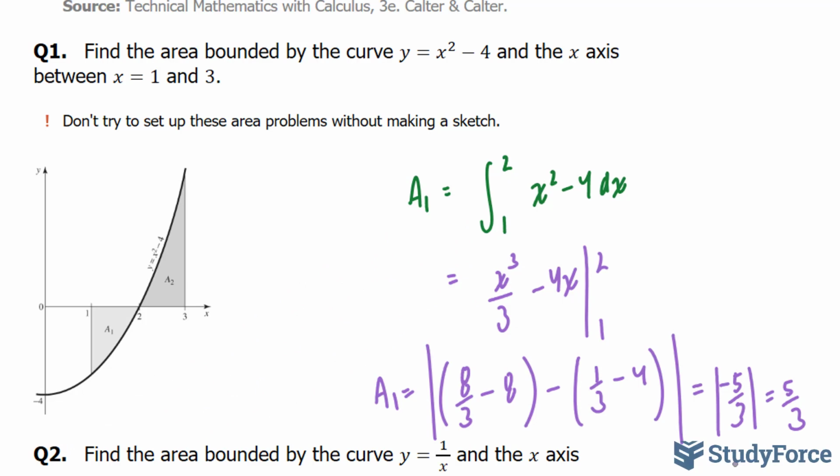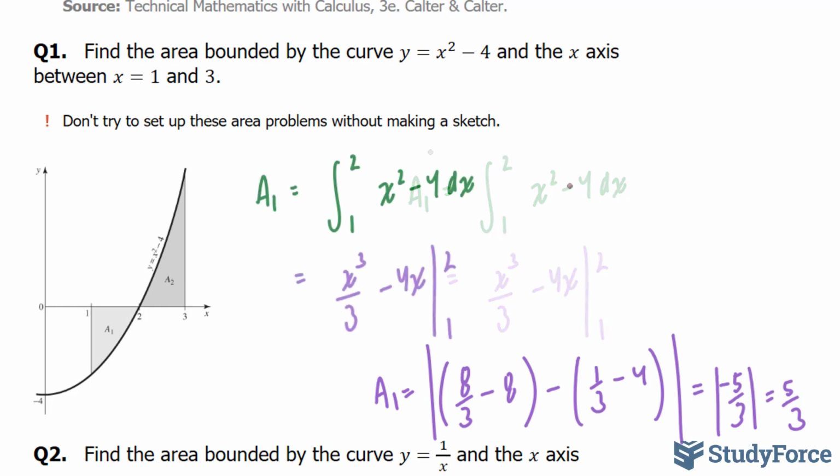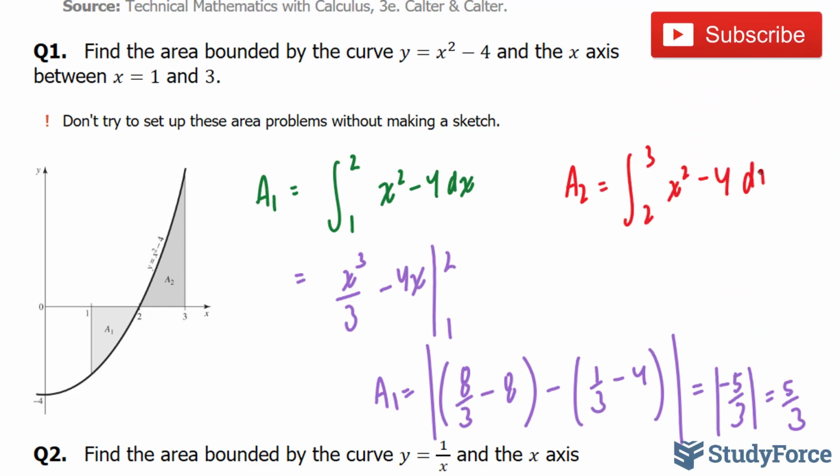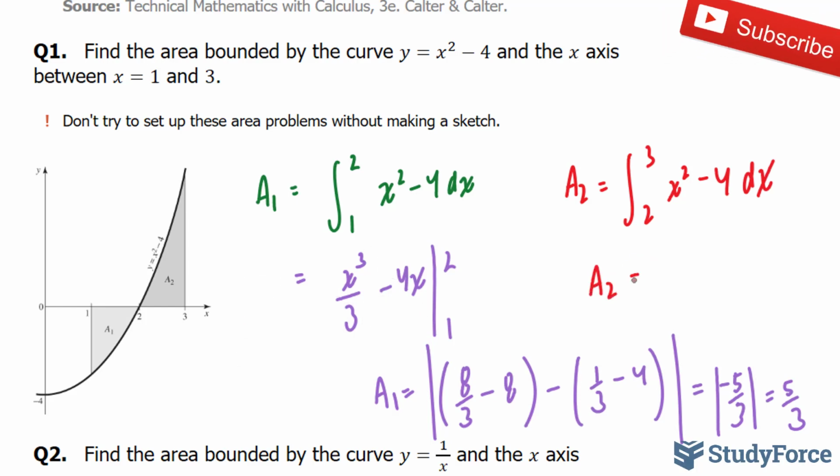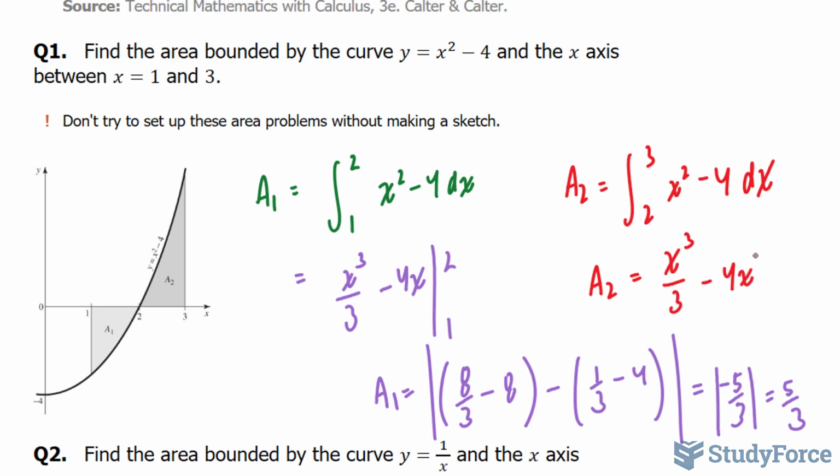I already know the integral, so all I have to do is set it up and evaluate. A2 between 2 and 3, x squared minus 4 dx. That was the integral. X to the power of 3 over 3 minus 4x. And we'll evaluate this at 3 and 2. Using our calculator, let's find out what that is.